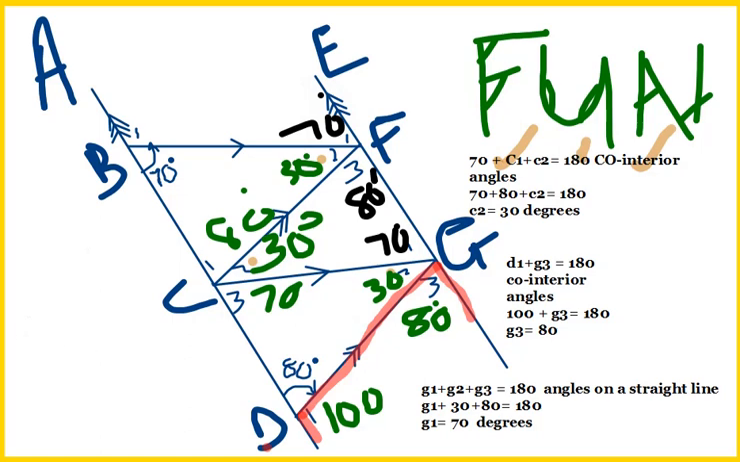And we can use co-interior angles again, because we have a U shape right there and we have one angle. And we know that this angle plus that angle, so F1 plus B1, should give us 180 because of co-interior angles. So if that is 70, then this would be 110, because 110 plus 70 should give us 180. And that's it in this figure or sketch, because we have figured out all our angles.